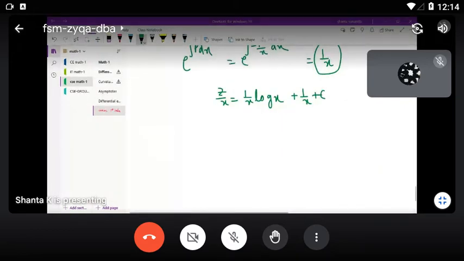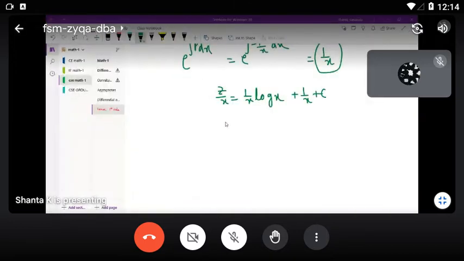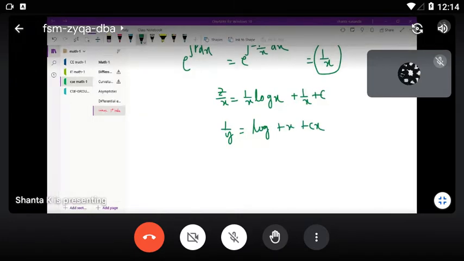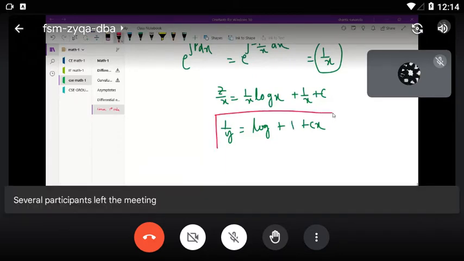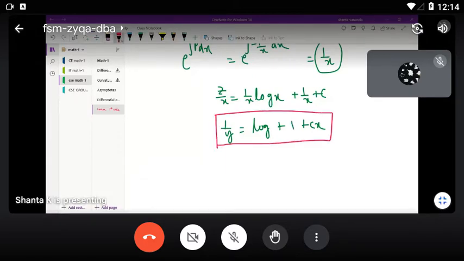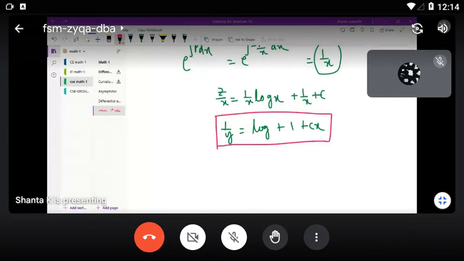x will get cancelled here. So 1 by y equals log x plus x plus C. This is 1, not 1x. Okay, so this is your solution. You have to find it. So you can do it this way. I'm not doing much. We will move on to the next part.